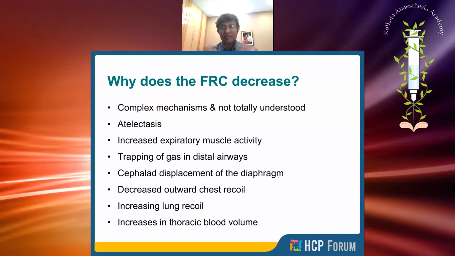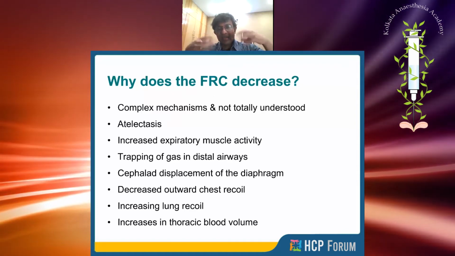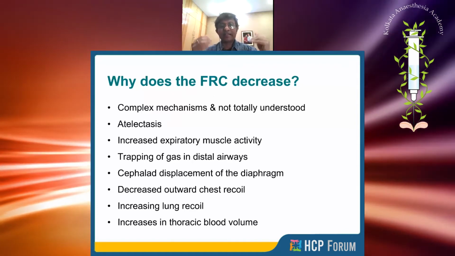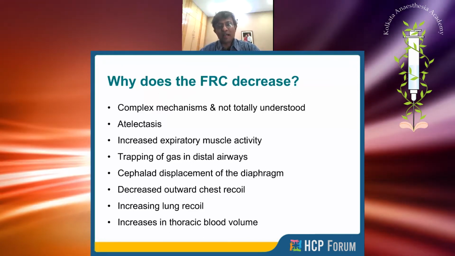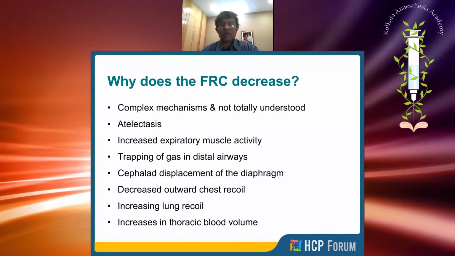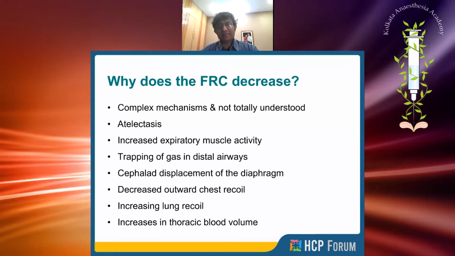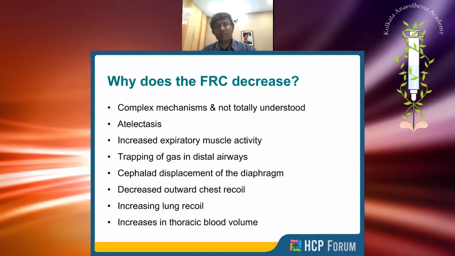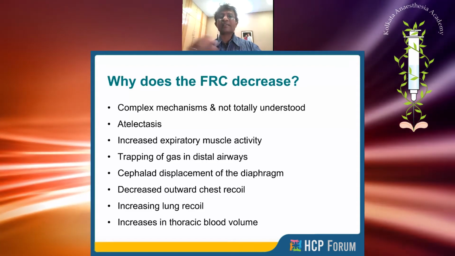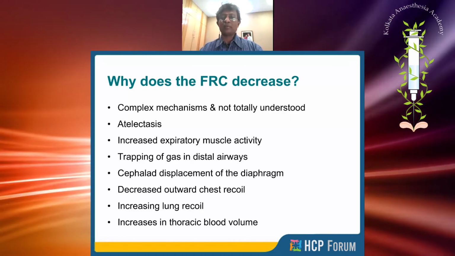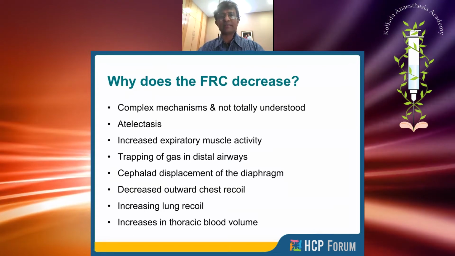Remember, there are two recoils: the thoracic cage has an outward chest recoil, while there is an inward recoil of the lung. With decreased outward chest recoil, there is an increased inward recoil of the lung, which is why again you can have decreased FRC. And there could be another reason wherein there is an increased thoracic blood volume. Classically, when you put them to sleep, the blood that is in the limbs comes into the thorax. So those are the reasons by which the FRC could decrease.